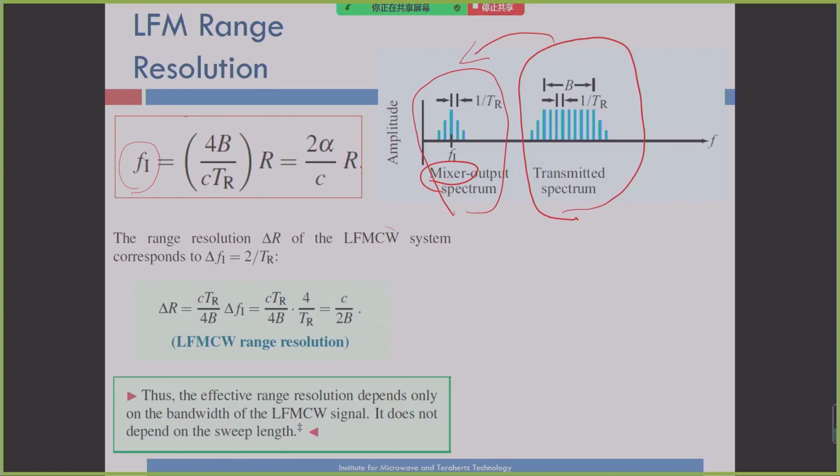And so this is how the FM radar system operates, and its range resolution is related to the bandwidth. Now we can change our range resolution by varying the bandwidth of the radar system. That's why we want to use a wide bandwidth for radar systems, because we can get a much higher range resolution. So the effective range resolution depends only on the bandwidth of the LFM CW signal. It does not depend on the sweep length. It only depends on the bandwidth.